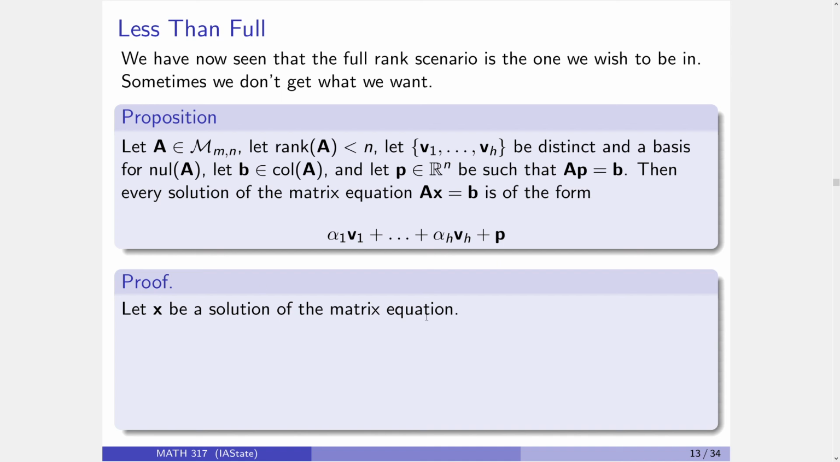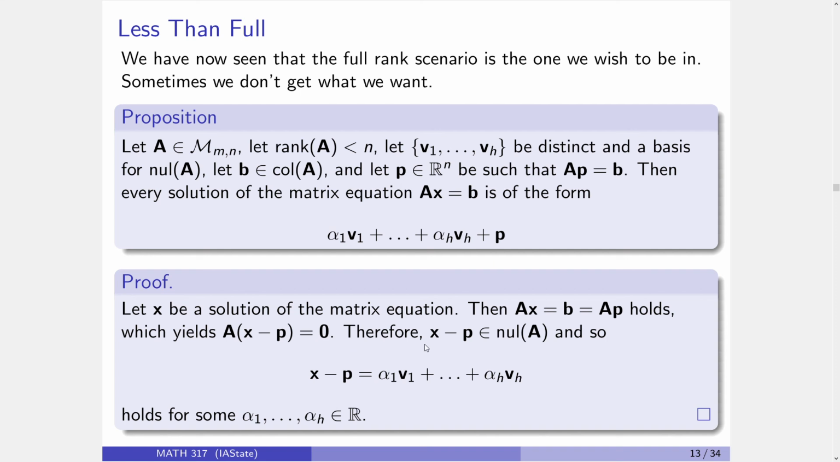Let's say you actually have a solution to the matrix equation. I want to show that it equals something like this. Well, that means Ax is equal to b, which is equal to A times p by hypothesis. So A times (x minus p) is equal to 0. So x minus p must live in the null space, so it's got to be some linear combination of these basis elements. And so add the p over, and there you go.